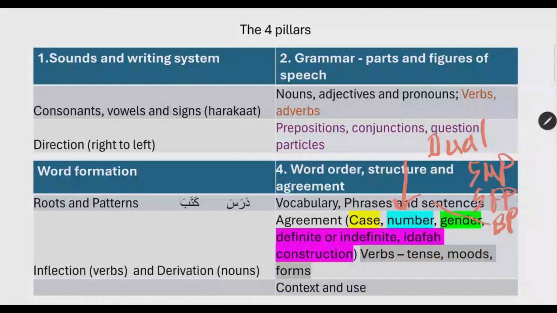Okay, with that, we end with Wal-Asr. Bismillah ar-Rahman ar-Rahim. Wal-Asr, inna al-insana lafi khusr, illa alladhina amanu wa amilu salihat, wa tawasaw bil haqq, wa tawasaw bis sabr.